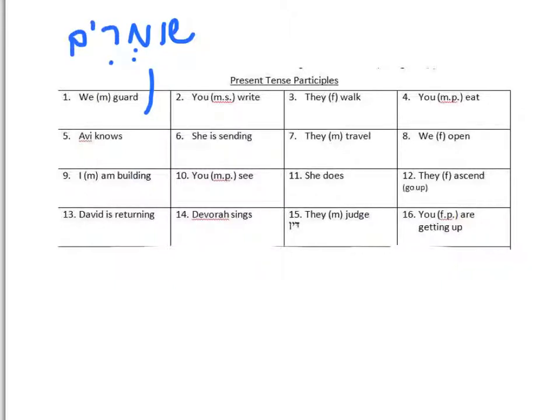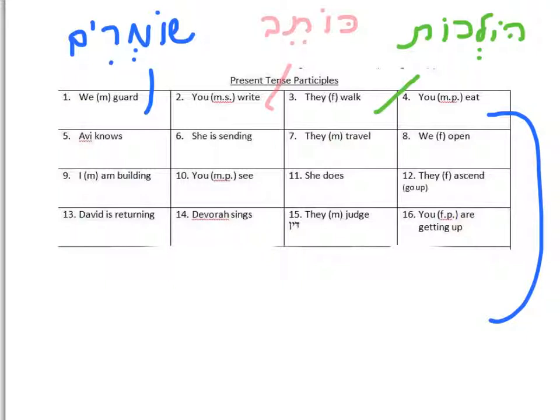Okay. Number two, you write would be again standard for masculine singular, kotev, with beged kefet at the beginning of the word. Okay, how about they walk, feminine? Okay, so it's feminine plural, so it's holchot. And number four, you eat is atah, atem, it's plural. Ochelim. And how about five?